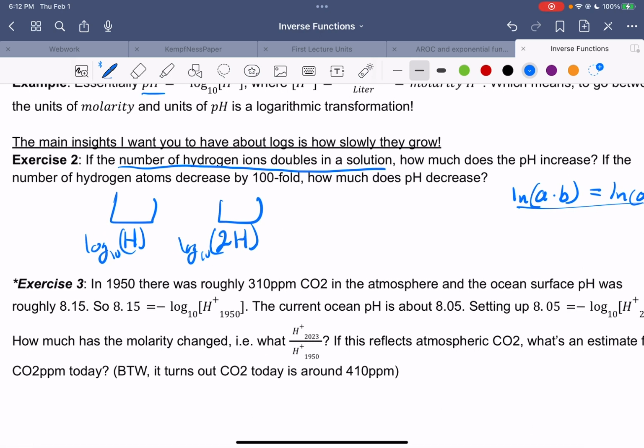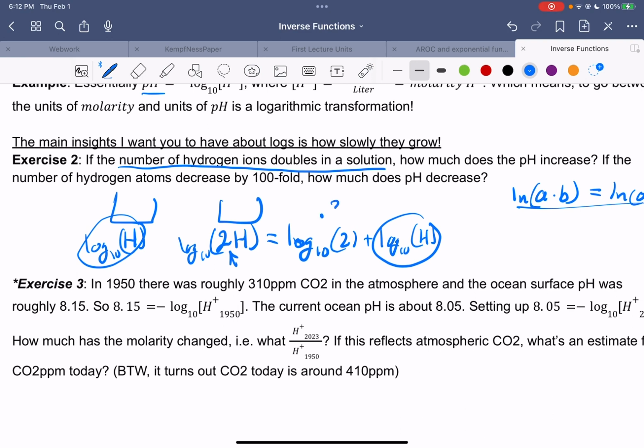So here's the thing. Let's use that rule. This is equal to log base 10 of 2 plus log base 10 of h. And hey, look at that. This and this are the same. So if you double the molarity of hydrogen ions, let me just look up log base 10 of 2.